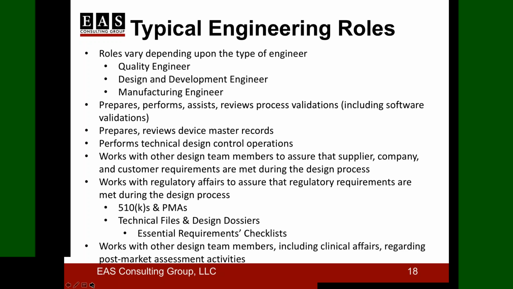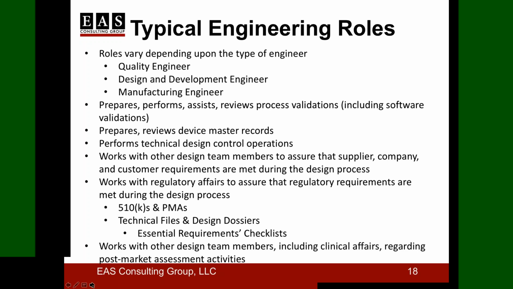The design development engineer is usually the head of the design team that works with all the other design team members, which includes the quality engineer and manufacturing engineer, to make sure the product is designed properly. And the manufacturing engineer works with the other two, the quality engineer and the design development engineer, to make sure that you have proper manufacturing processes that have been validated and controlled, and that type of thing.